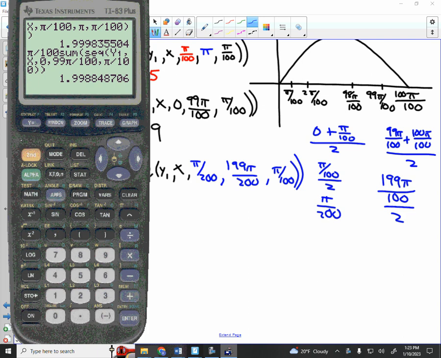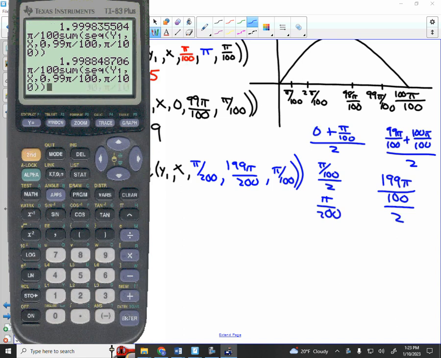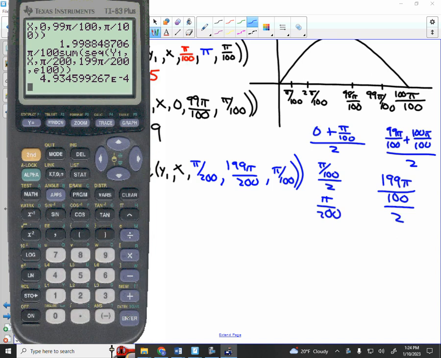Okay, I didn't calculate anything here because I want to bring this back. How do I bring this back so I don't have to retype everything? Second entry. And now I can just go back to my beginning. Instead of 0, I've got that pi over 200, comma, 199 pi over 200, and pi over 100.